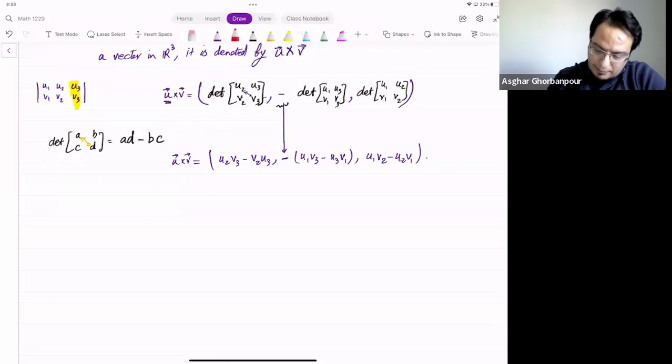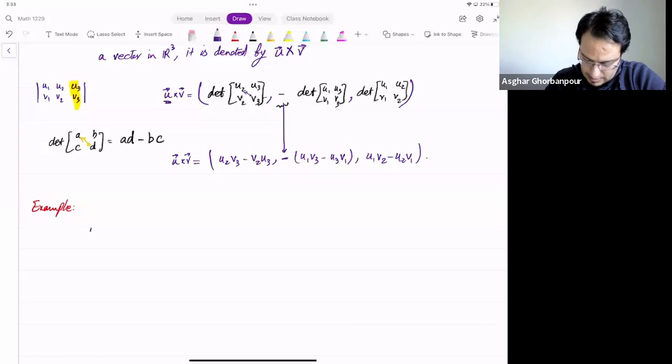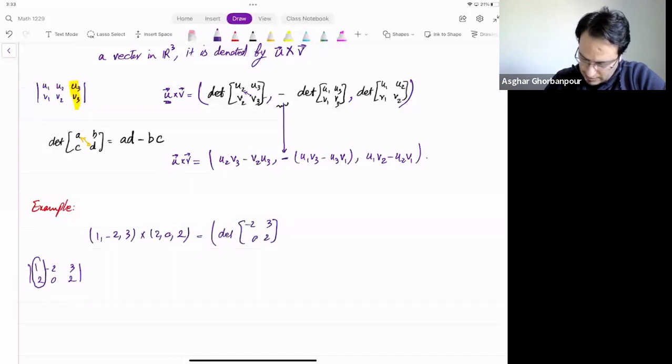Let me just do an example here before we go, and you see how this whole thing works in practice. Find 1, negative 2, 3 cross 2, 0, 2. Okay, so I do 1, negative 2, 3, 2, 0, 2. The first column, you cover the first column. The remaining is negative 2, 3, 0, 2. Find the determinant of that.